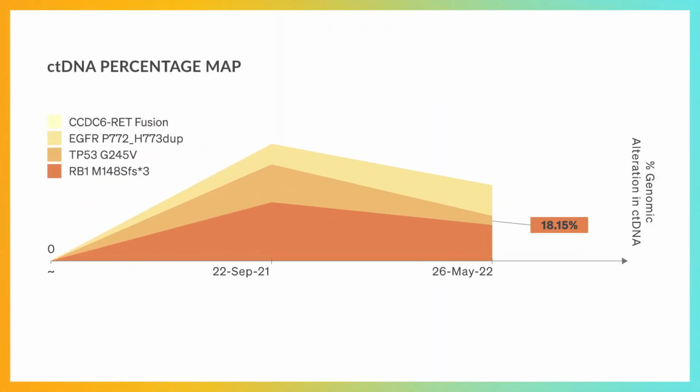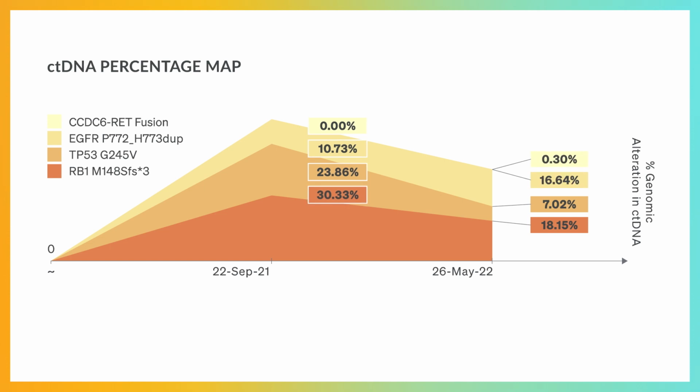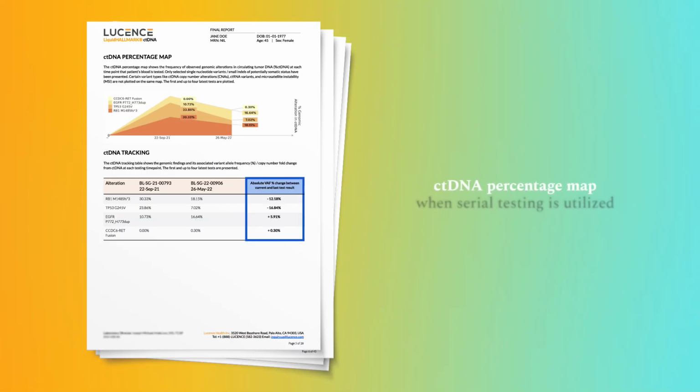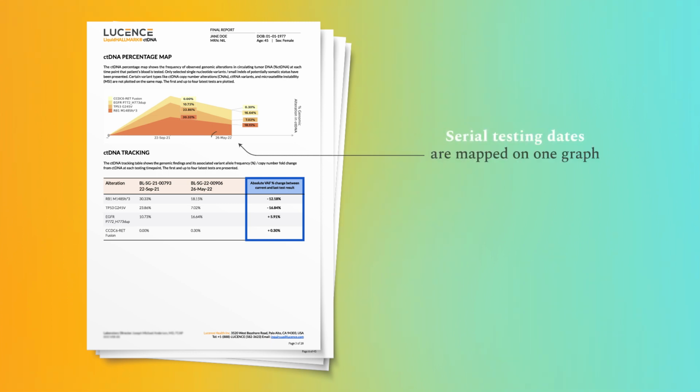Then you'll see our easy-to-read detailed ctDNA percentage map, plotting the frequency of significant genomic alterations in ctDNA throughout the patient's treatment journey. Here's an example of a ctDNA percentage map when serial testing is utilized.